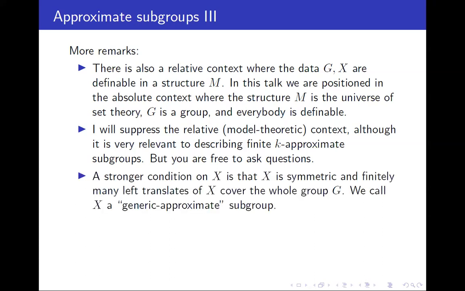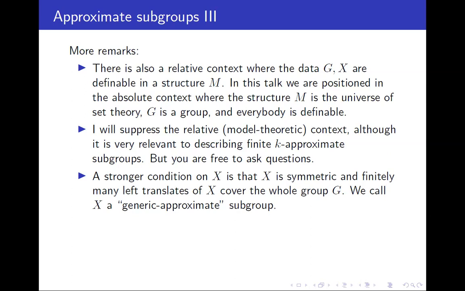Now, a stronger condition on X is that it's symmetric and is already commensurable with the full group G. Okay? Which means that it's symmetric and finitely many translates cover the full group G. So it's already commensurable with G. And I'm going to call this a generic approximate subgroup. In certain contexts, a subset of a group for which finitely many translates cover the group is called syndetic. I think in topological dynamics they use the expression syndetic. So it's syndetic approximate. Now in this situation, up to commensurability, X is just G. Right? So if you're interested up to commensurability, it's a vacuous problem because X is a group.